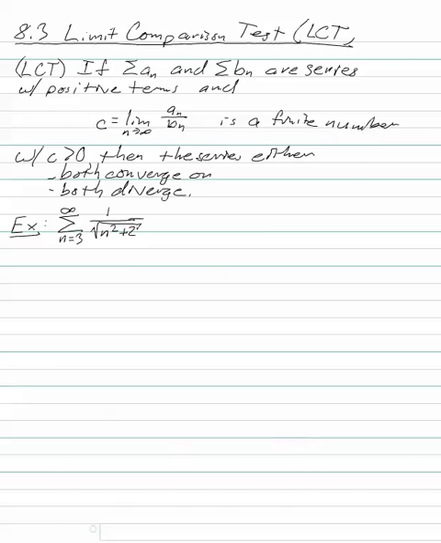The fallback when the comparison test doesn't work is called the limit comparison test. So I've written it down here. It says if you have two series, call them A and B, that have positive terms, which everything in section 8.3 does, and you let C be this limit. So we define this: you're going to let C equal the limit and figure it out. If that number you get is a finite positive number, then the series both converge or both diverge.